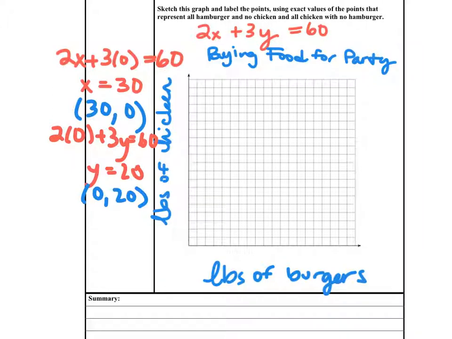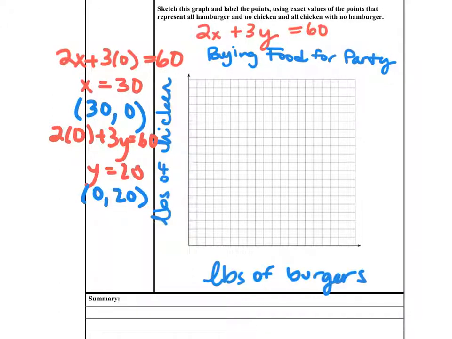So if you were to solve for your intercepts, if you do it correctly, like I did on the left-hand side, although I should have shown a little bit more work, you would get that the x-intercept is 30 and the y-intercept is 20. So we're going to plot these points. I would probably scale your graph by 2s.